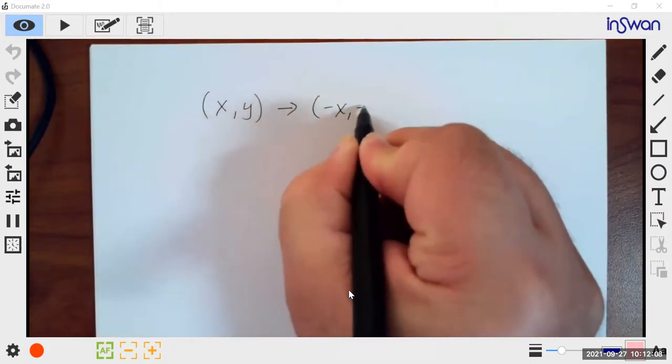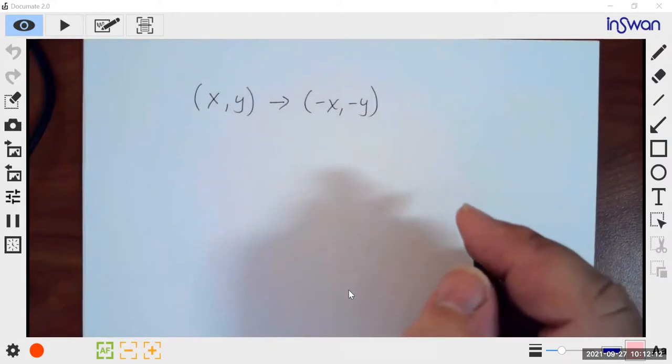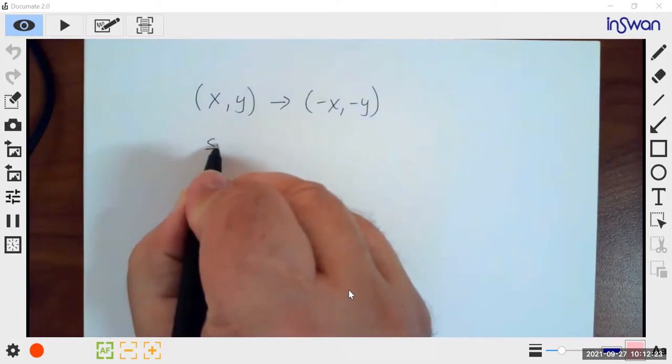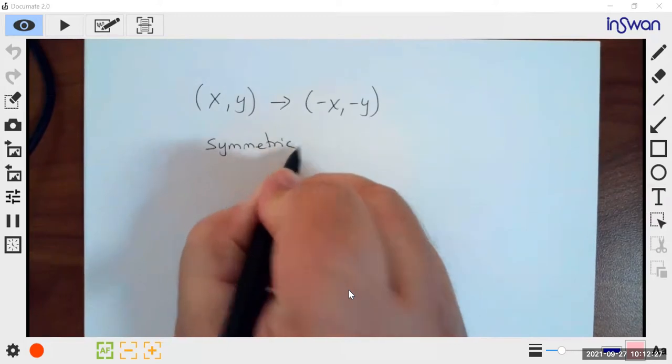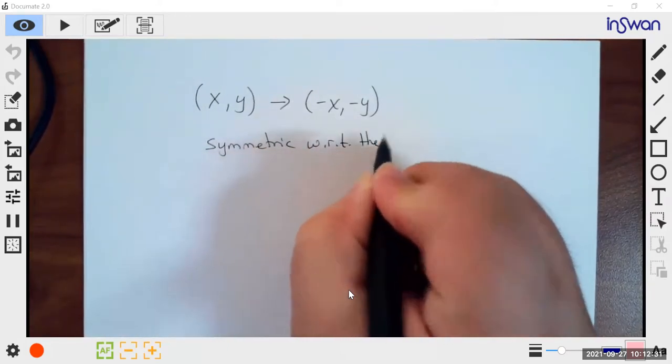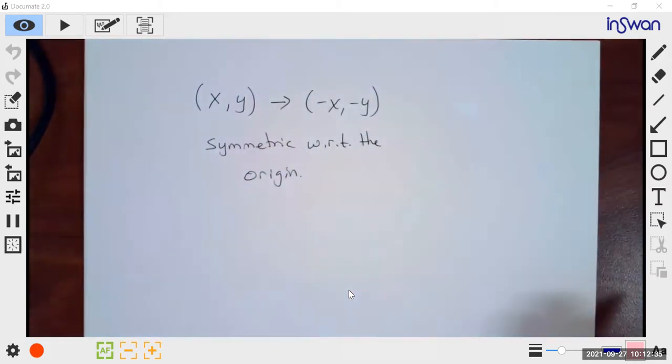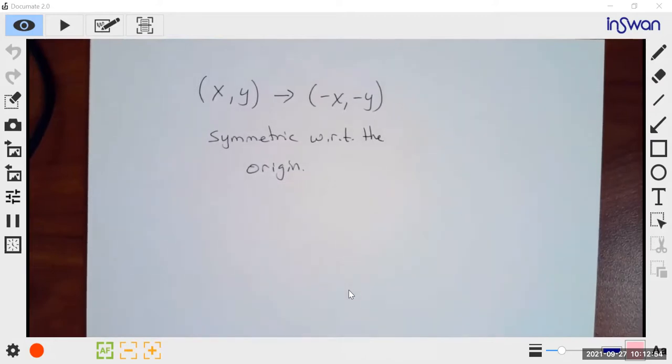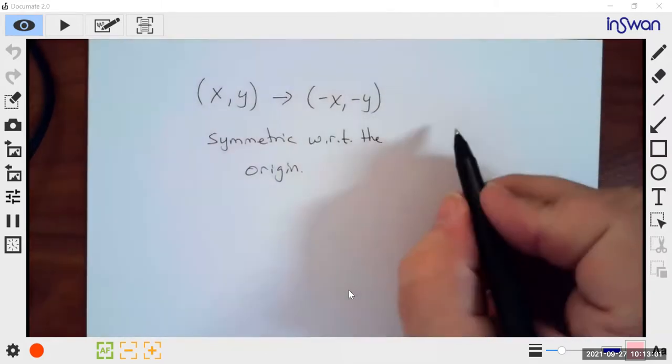What if we change both x and y? What's that symmetric to? Symmetric with respect to the origin. All right, so that's what you have to look for there. If x and y's both change, then it's symmetric about the origin.